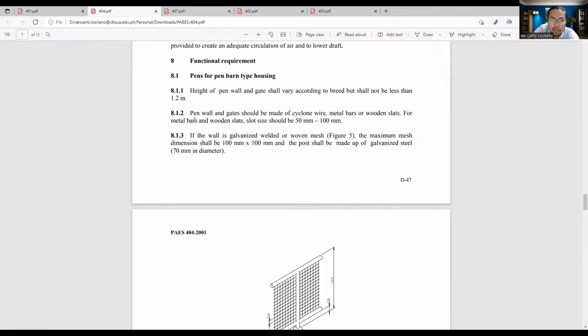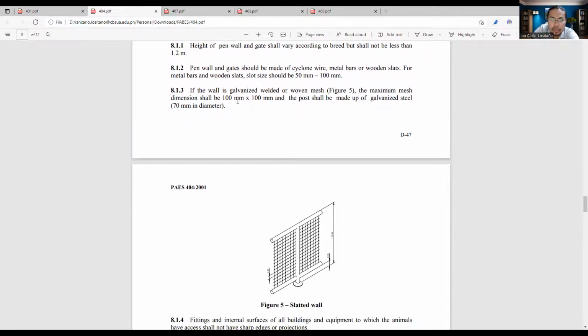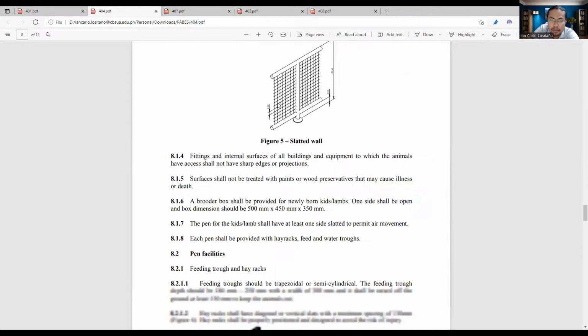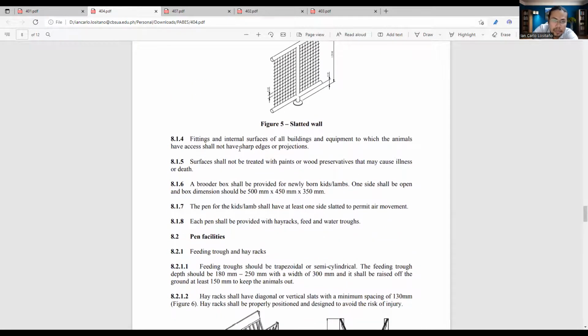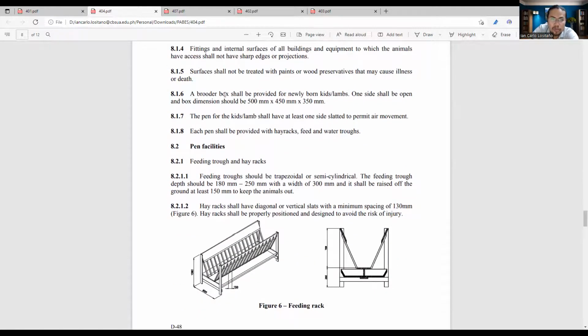The pen wall may be made of cyclone wire, metal bars, and wooden slats, and you have also galvanized welded or woven mesh, as shown in figure 5. The fittings and internal surfaces shall not have sharp edges or projections to protect the animal from cuts or other accidents. Surfaces shall not be treated with paints that may harm the animal. A brooder box shall be provided for newly born kids and lambs.